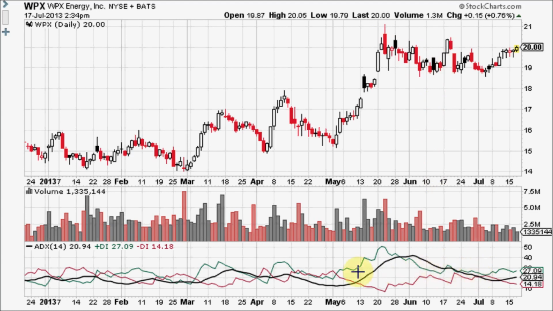Now I'm going to get into the annotate chart section where I can put lines on this chart and show you exactly how this works on a few different charts.